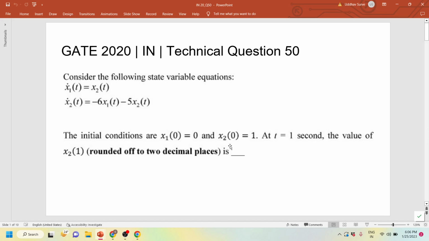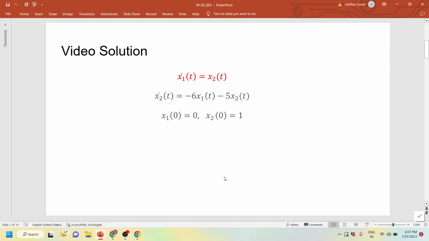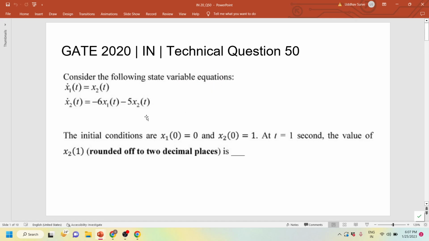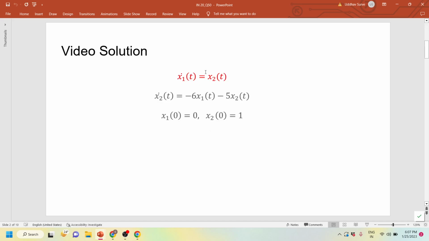All these things are given, the initial conditions and the differential equation format. When x1(0) and x2(0) and some differential equations are given, you can take a hint that you can approach these questions with a Laplace domain approach instead of staying in the time domain. Let us see how we will solve this question. These three equations are from the question only. I have just replicated them. Let us look at the first equation.